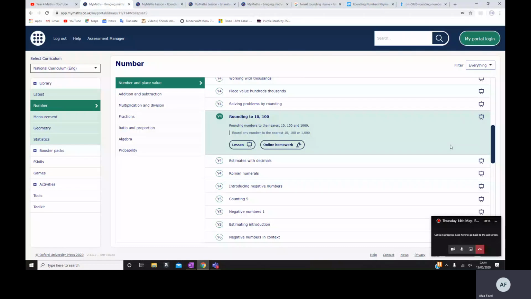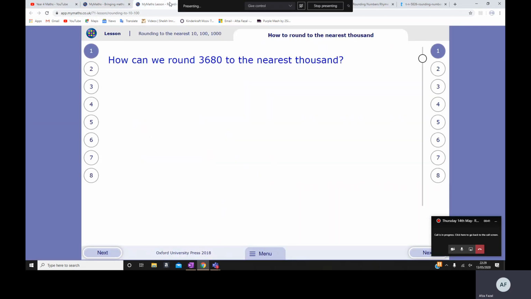Everyone. Today's lesson is a bit tricky because we're looking at rounding to 10, 100 and 1000, okay? So it's a combination and we're looking at rounding. The way you would find the lesson is when you click on number and place value, find year 4 in the circle, rounding to 10 and 100. That's what it's called, but the actual lesson covers rounding to 10, rounding to 100 and rounding to 1000. So I'm going to go on to the lesson now.